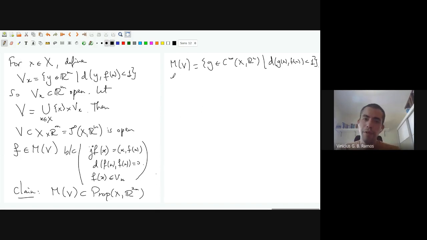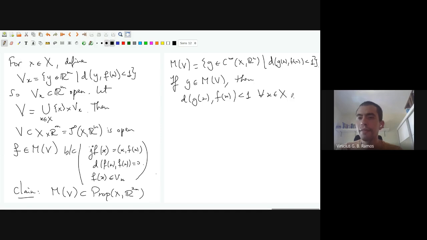So it's actually really simple. Let's say G is in M of V. Then that means that the distance between G of x and f of x is less than 1 for every x in X. So if you look at the pre-image of the ball of radius r centered at 0, if the norm of the point is at most r, then the distance between the point and f of x, by the triangular inequality, has to be contained in the pre-image of the ball of radius r plus 1, centered at 0. That's by the triangular inequality.